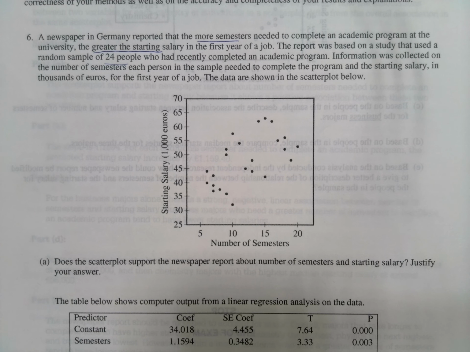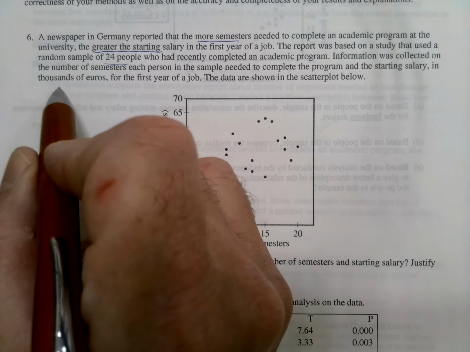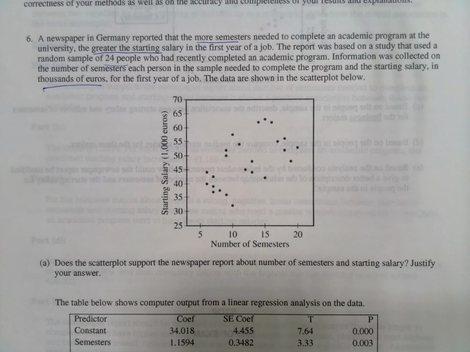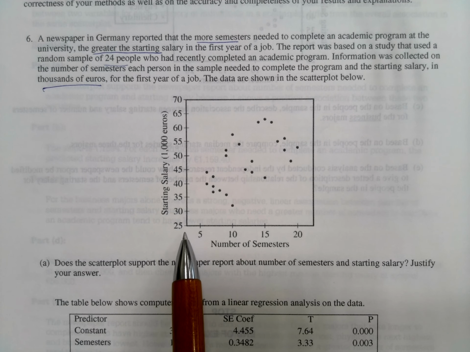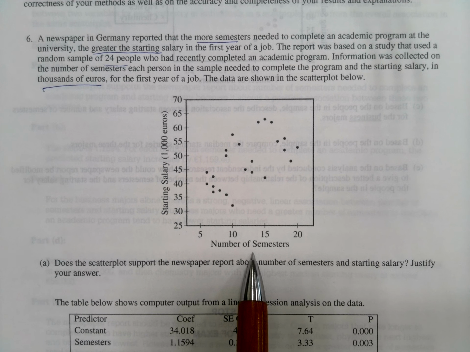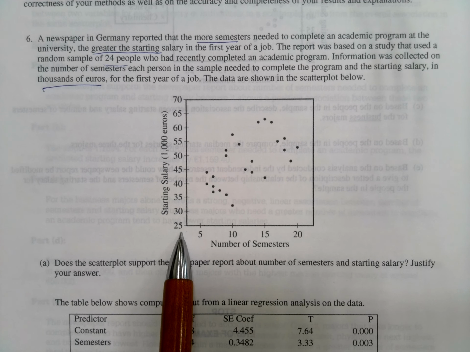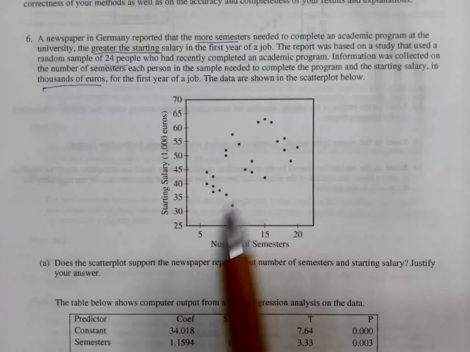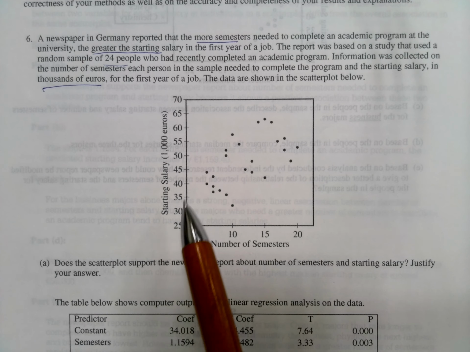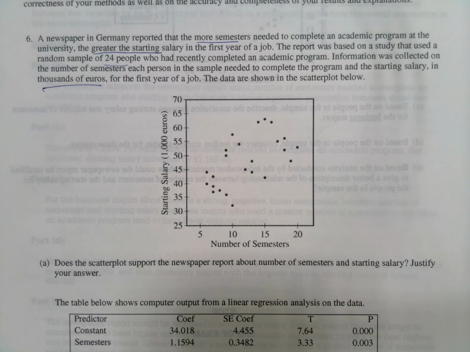Information was collected on the number of semesters each person in the sample needed to complete the program and the starting salary in thousands of euros for the first year of a job. This is all first year job. Okay, so we got data. It starts at 0 on the x-axis for number of semesters. It does not start at 0 on the y-axis, and you also have to keep in mind it's thousands of euros. So this is 30,000, 35,000 euros, right?